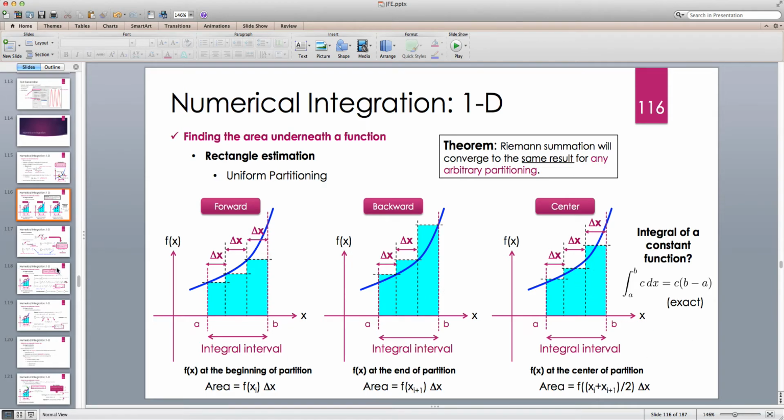All right. Now back to the ODE case. This center approximation has an equivalent ODE solution, or ODE method, called the midpoint method.